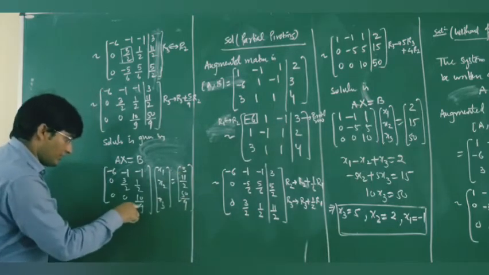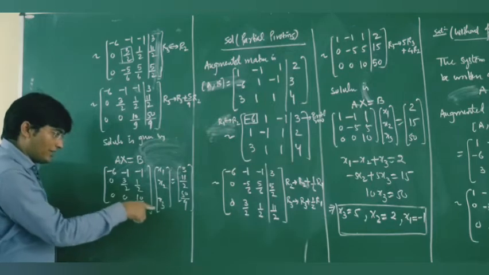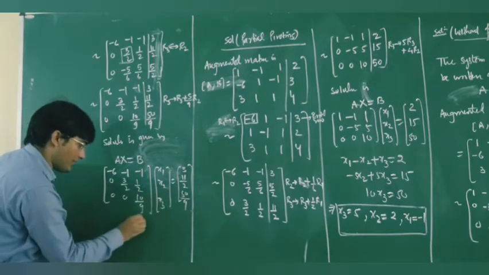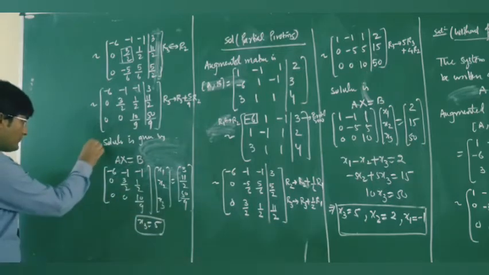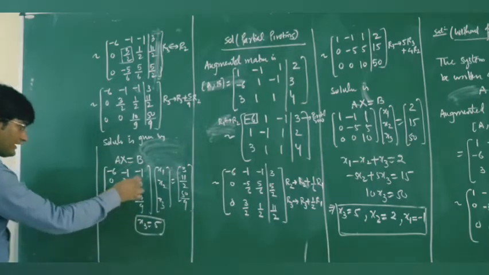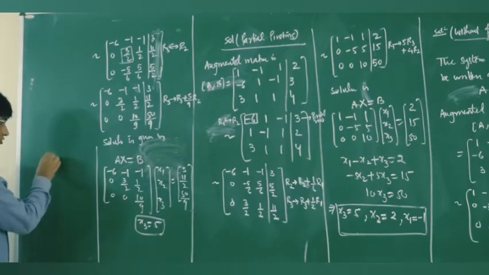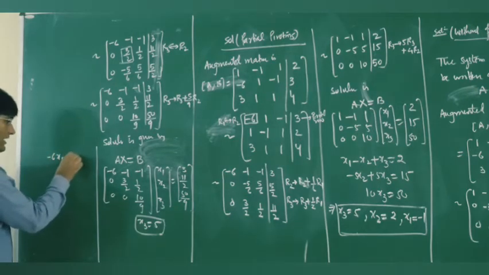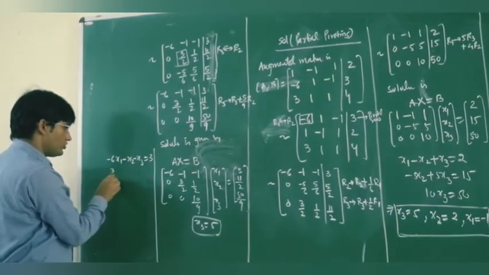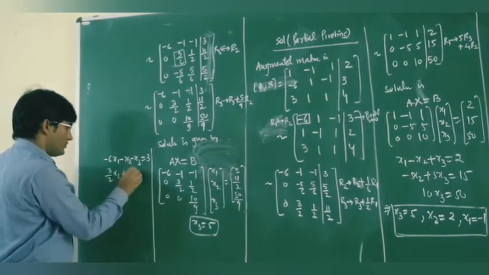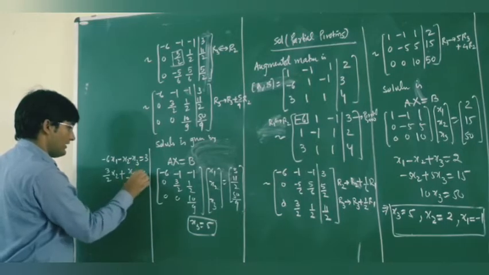Now you can see that 10/9 x3 equals 50/9, so we have x3 equal to 5. Now with the help of back substitution, put in the value. The second row will be... now we have the rows: -6x1 - x2 - x3 = 3, then 3/2 x2 + x3/2 = 11/2.